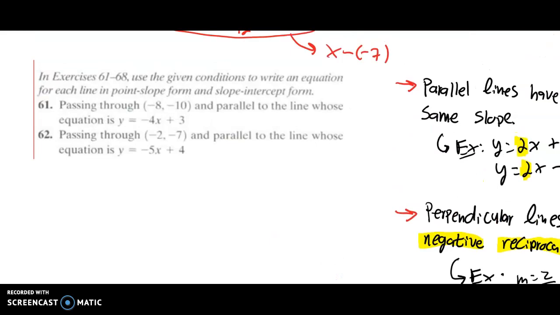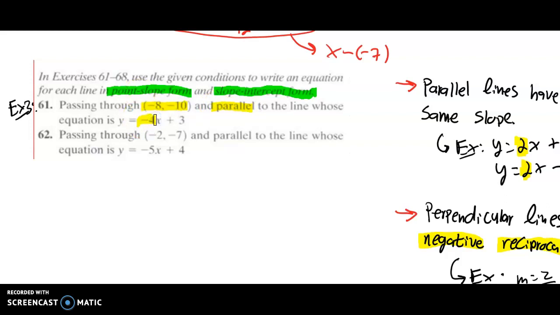All right, we're going to look at this number 61. We're going to call it example 3. Take a second, make sure you're writing out the original problem. It says, use the given conditions to write an equation for each line in point slope form and slope intercept form. So we're going to have two answers. Example 3. For a line passing through -8, -10, and parallel to the line whose equation is here.